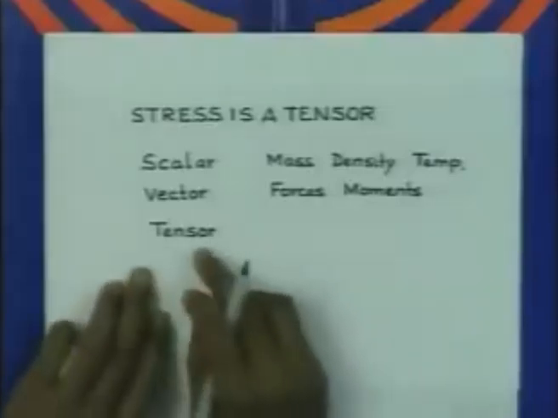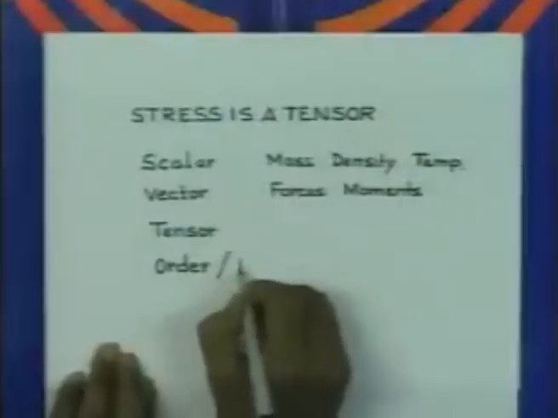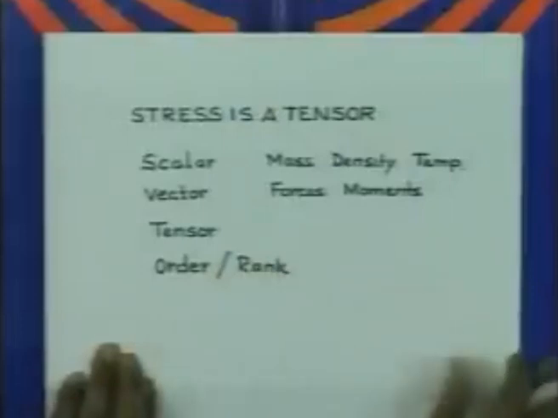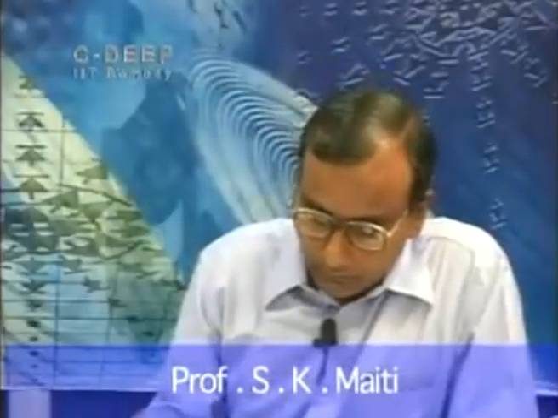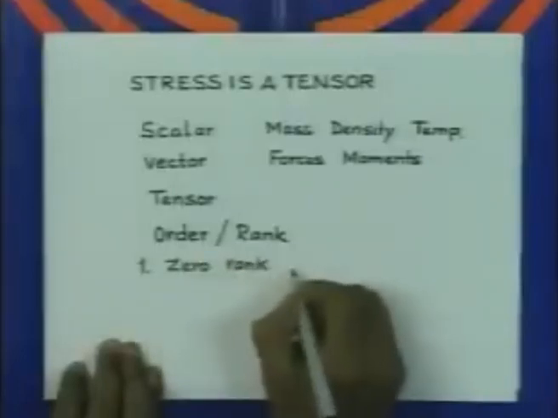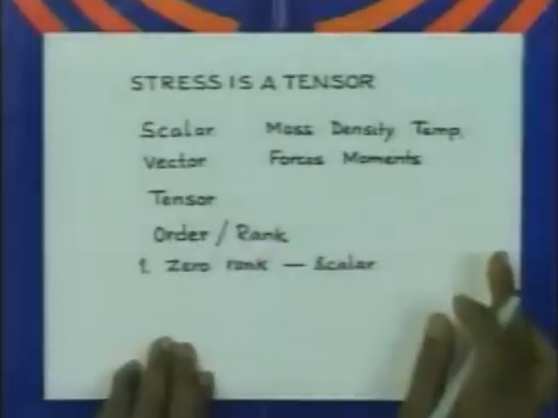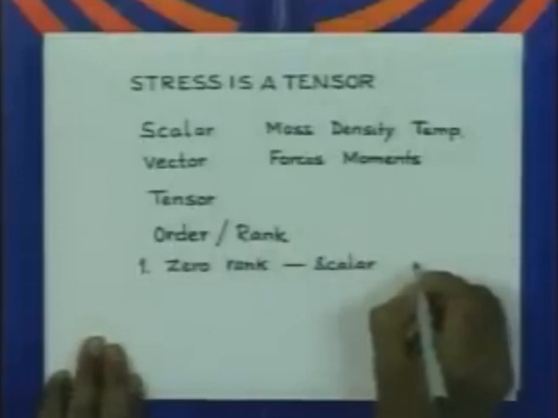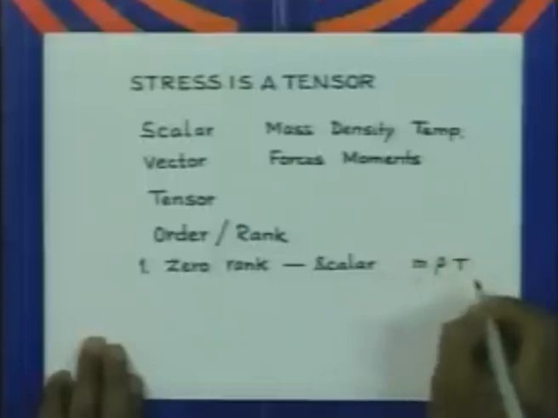Examples of tensors can be of different order. Let us look into how we define the order or the rank of a tensor. In fact, this order or rank is defined by the number of attributes. We have zero rank tensor, and they are nothing but scalar, and examples I have already given: mass, density, temperature, and we can represent them by symbols like mass, let us say m, density by rho, and temperature by T.